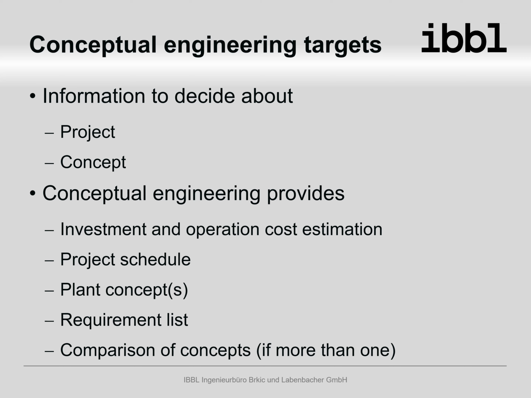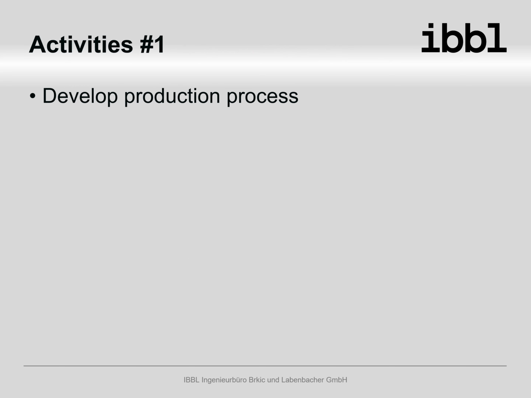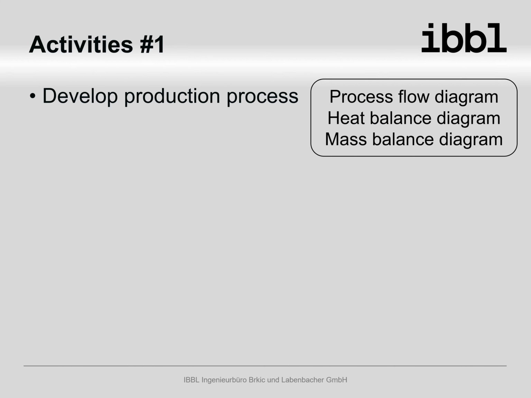The conceptual engineering does not define the plant in every detail, but it is important to know what information needs to be provided with enough accuracy for the decisions. The first activity is to determine the production process. For this, the process steps to get desired products from the raw materials need to be defined by simulation and calculation. The information is presented in mass and heat balance diagrams as well as in process flow diagrams in block form.